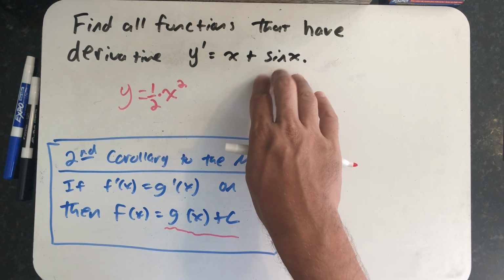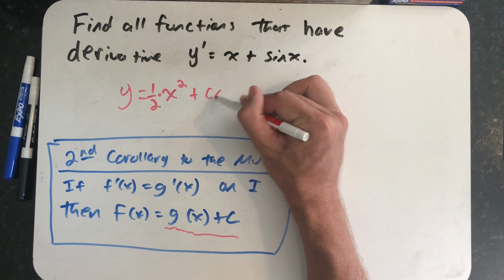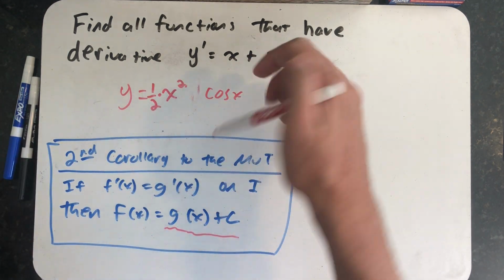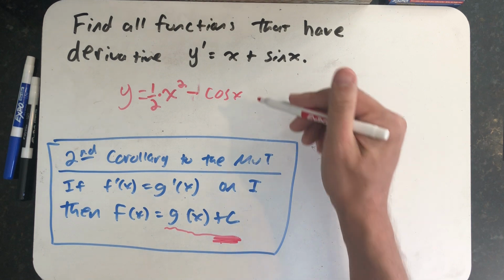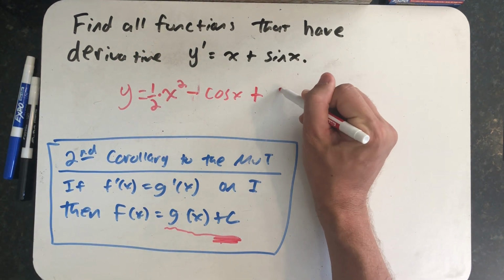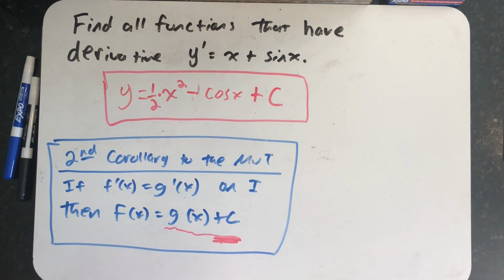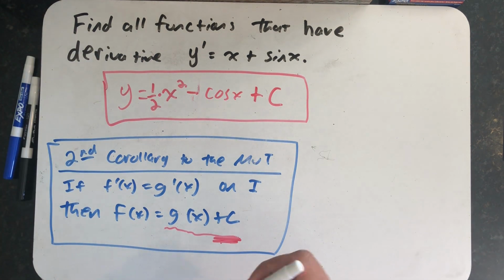And now I need a function whose derivative is sine. And so I'm thinking maybe cosine. But if I take a derivative of cosine, I actually get a minus sign, so I need to change that sign to cancel it out. And now the second corollary to the mean value theorem says, hey, to find all of those functions with that as its derivative, just add a plus c. So now I've gone from a derivative to every possible function with that given derivative.